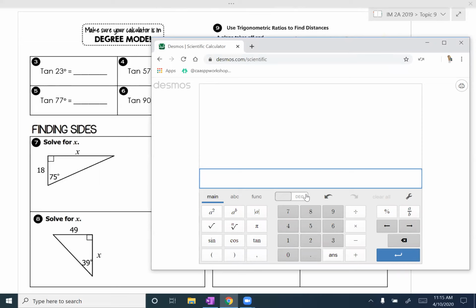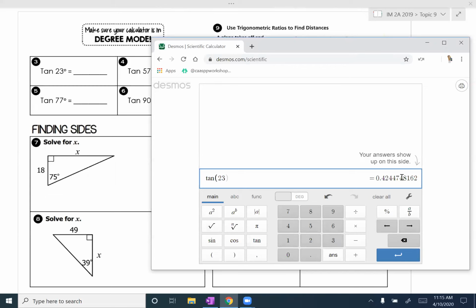If you have a Casio, I believe it's under mode. It's somewhere in there. You can just play around with it, or maybe search on the internet how to change to degree mode for your calculator model, which would be a good strategy to figure out how you make sure that yours is actually in degree mode. So for this, I'm going to type in tangent of 23, and notice that shows me my answer on the side.